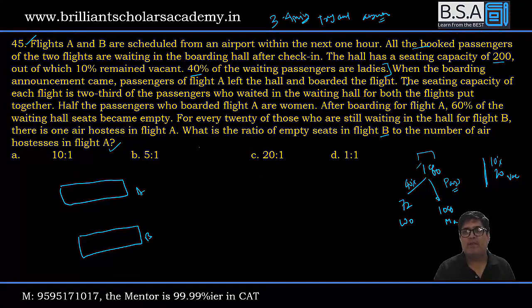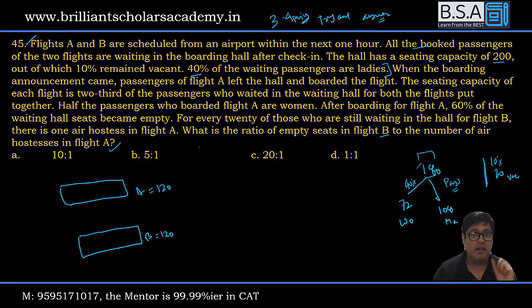Listen to the language. The seating capacity of each flight is 2/3 of the passengers who waited in the waiting hall for both flights put together. That tells me 2/3 of this number, 2 by 3. 1 by 3 is 60, so 2 by 3 is 120. 120 is the capacity, 120 is the capacity. Listen to this further.